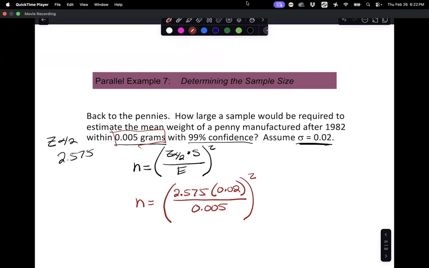Times 0.02 divided by 0.005 squared. My approximate answer is 106.09, so we would use 107. Remember that we always round up. Please check my math. I don't trust myself.